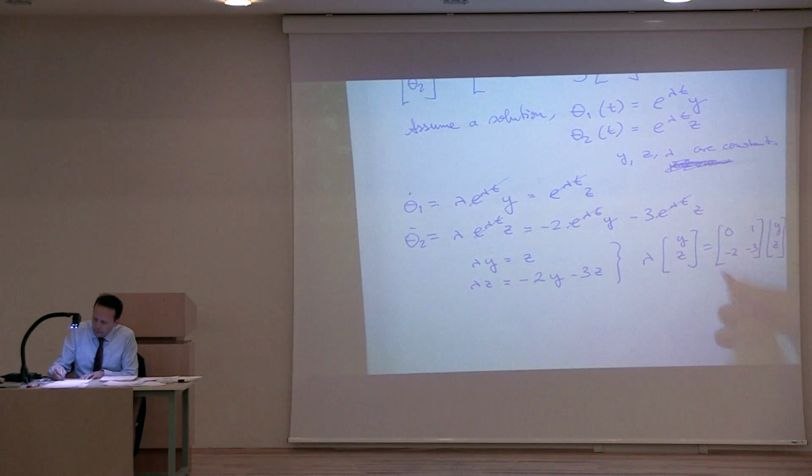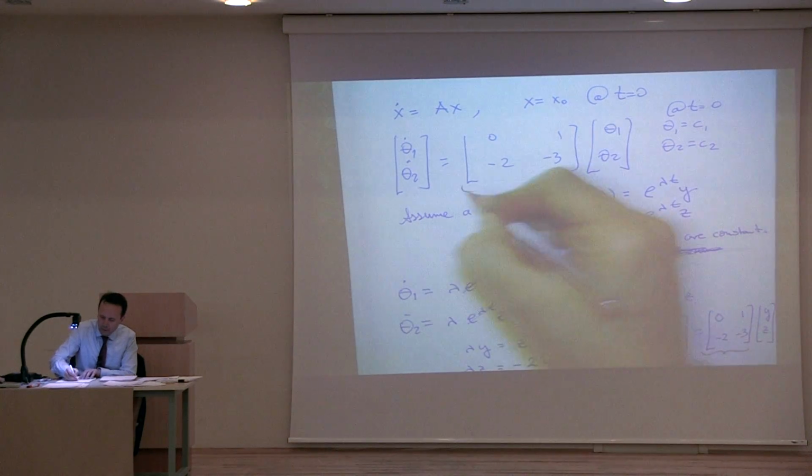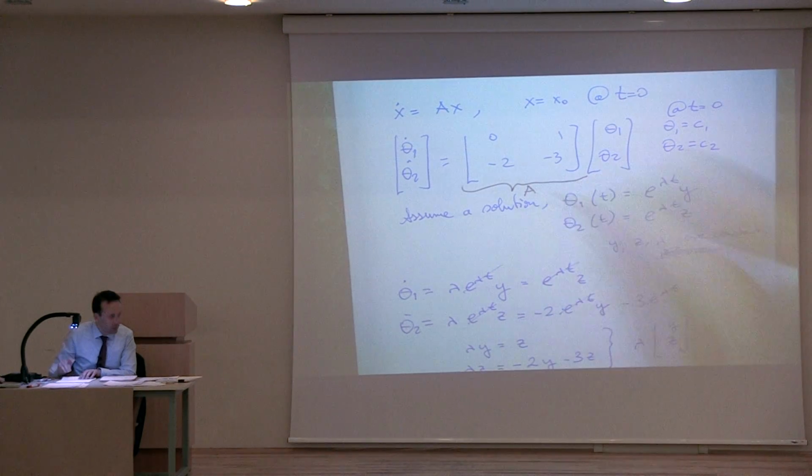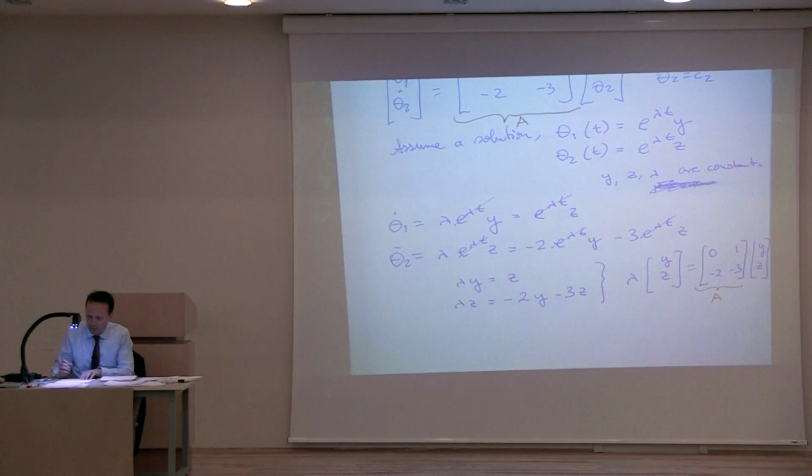Take a look at this one. This is the same matrix as that one. And we call this matrix A, remember? It is the same matrix. So this is our matrix A, and it will always be the same matrix because of this relation here.